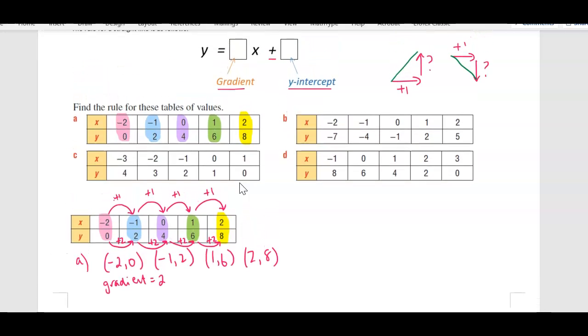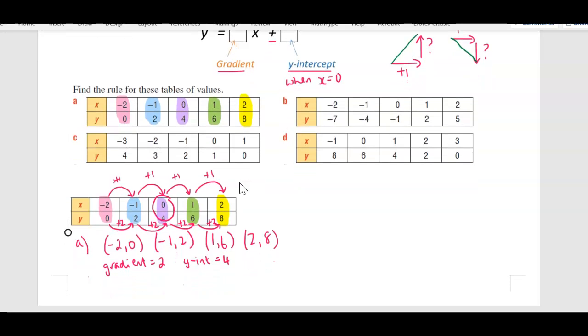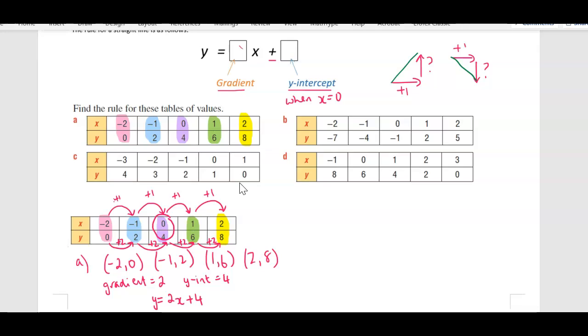Now your y-intercept is when x is equal to 0. Because I don't have much room here, I'm going to just write it underneath. So y-intercept is when x is equal to 0. You just need to find the cell where x is equal to 0, which is here. And what is y equal to? It's equal to 4. So your y-intercept equals 4. So your whole rule, when we substitute the gradient and the y-intercept in, is going to be y equals 2x plus 4. If we go back up to the top here, I'm basically just entering the 2 and the 4.